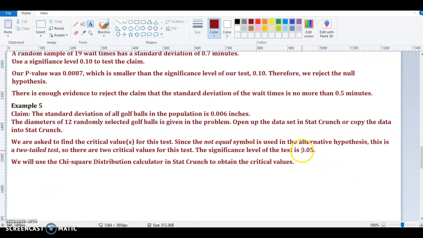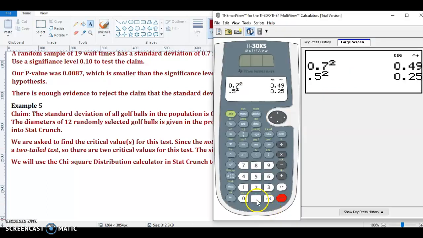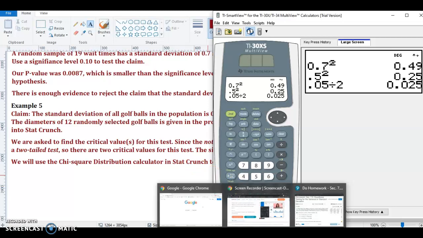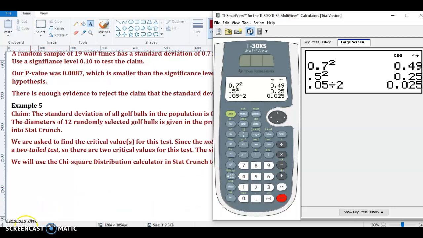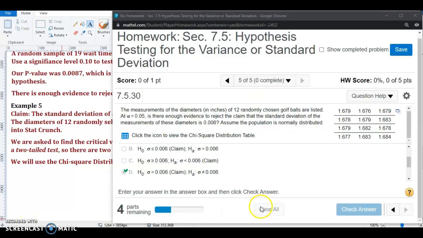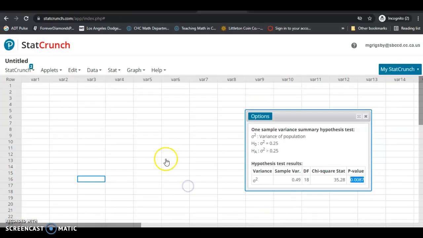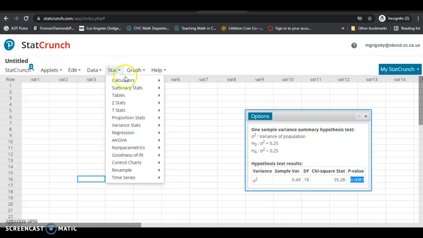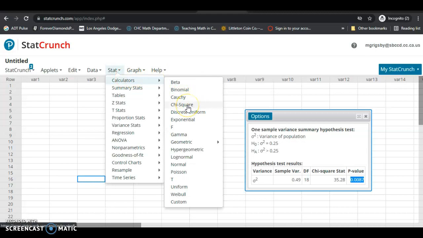Okay, so to find the critical values, what we need to do is take the significance level, which is 0.05, and divide it by 2. So for a two-tailed test, if you're asked to find the critical values, take your significance level, whatever it is, in this case 0.05, divided by 2. We see 0.025. All right, what we're now going to do is go to Statcrunch. We're going to use the chi-squared distribution calculator in Statcrunch. So we'll go to the Stat menu, calculators, chi-square.